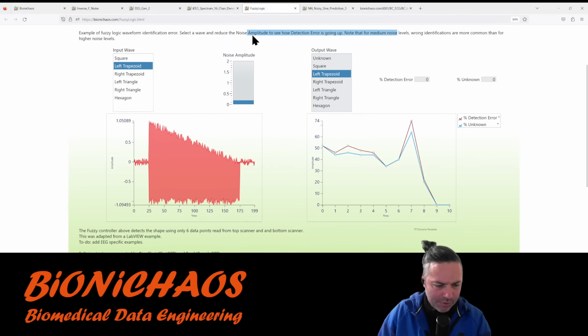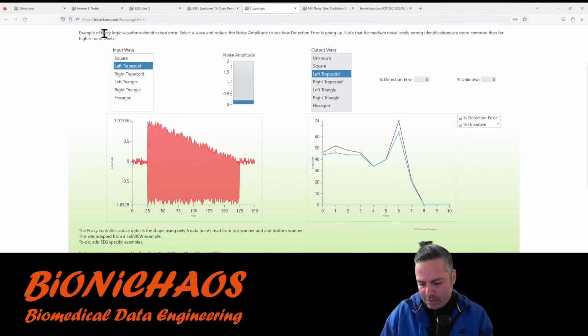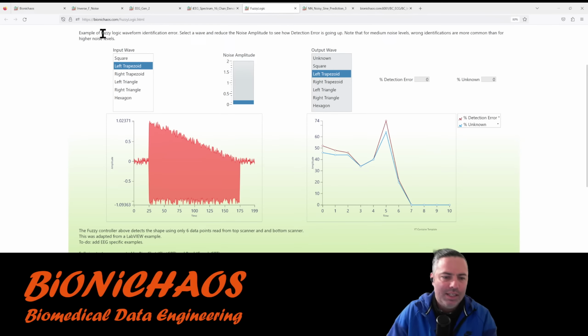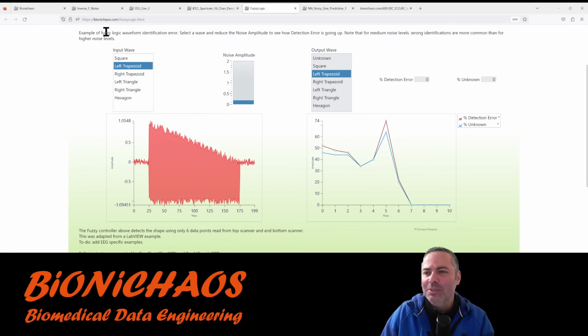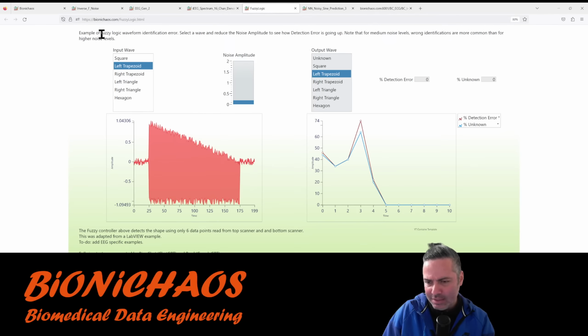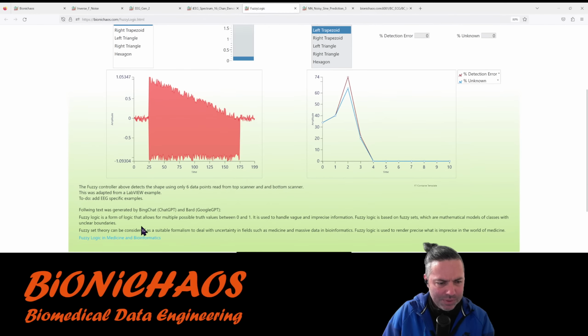I don't know if you ever looked into fuzzy logic. It's probably one of the first AIs or machine learning methods that were developed. The first paper was back in the 70s or something. It's actually interesting because I don't have much description in here. I always assume that you can just Google it.